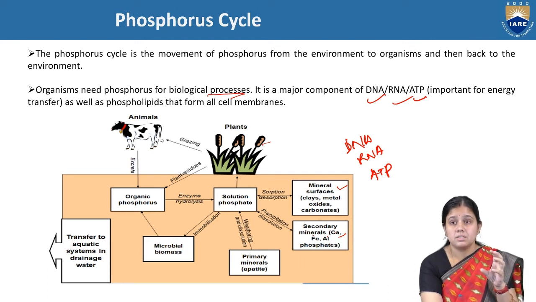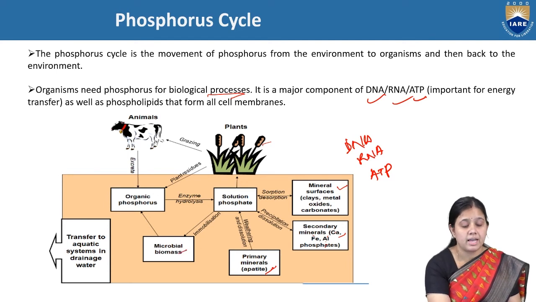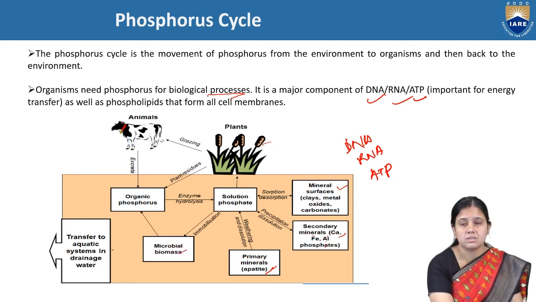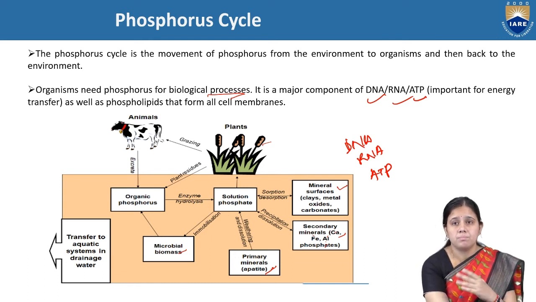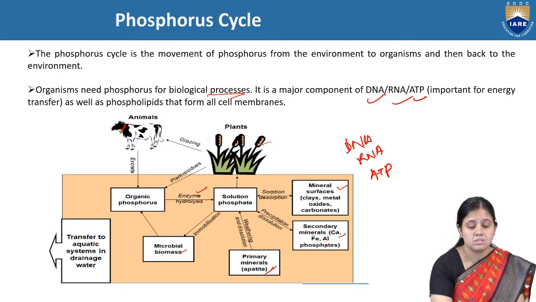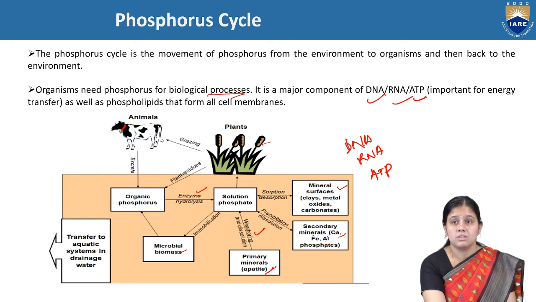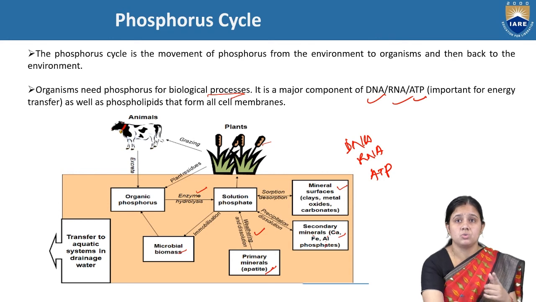Phosphorus sticks with some secondary minerals like calcium, iron, aluminum, and phosphate. The primary mineral of phosphorus is apatite, and then microbial biomass, and it is transferred to the aquatic system in drainage water. Some phosphorus is transferred to the aquatic system also by the activity of some bacteria on some enzyme. They make this phosphorus available for their use with the help of enzyme or the hydrolysis process. Sometimes weathering is there. Weathering will again convert the unavailable form of phosphorus into the available form.